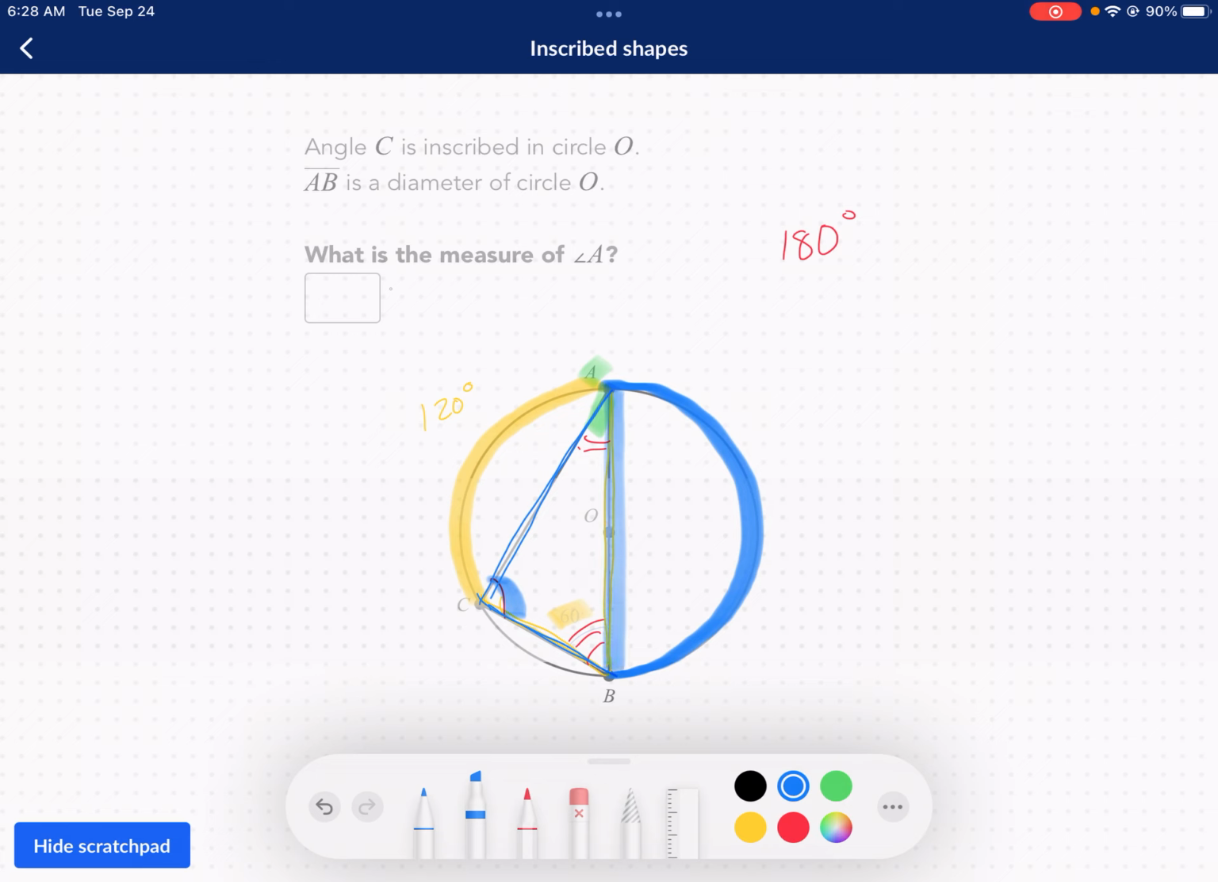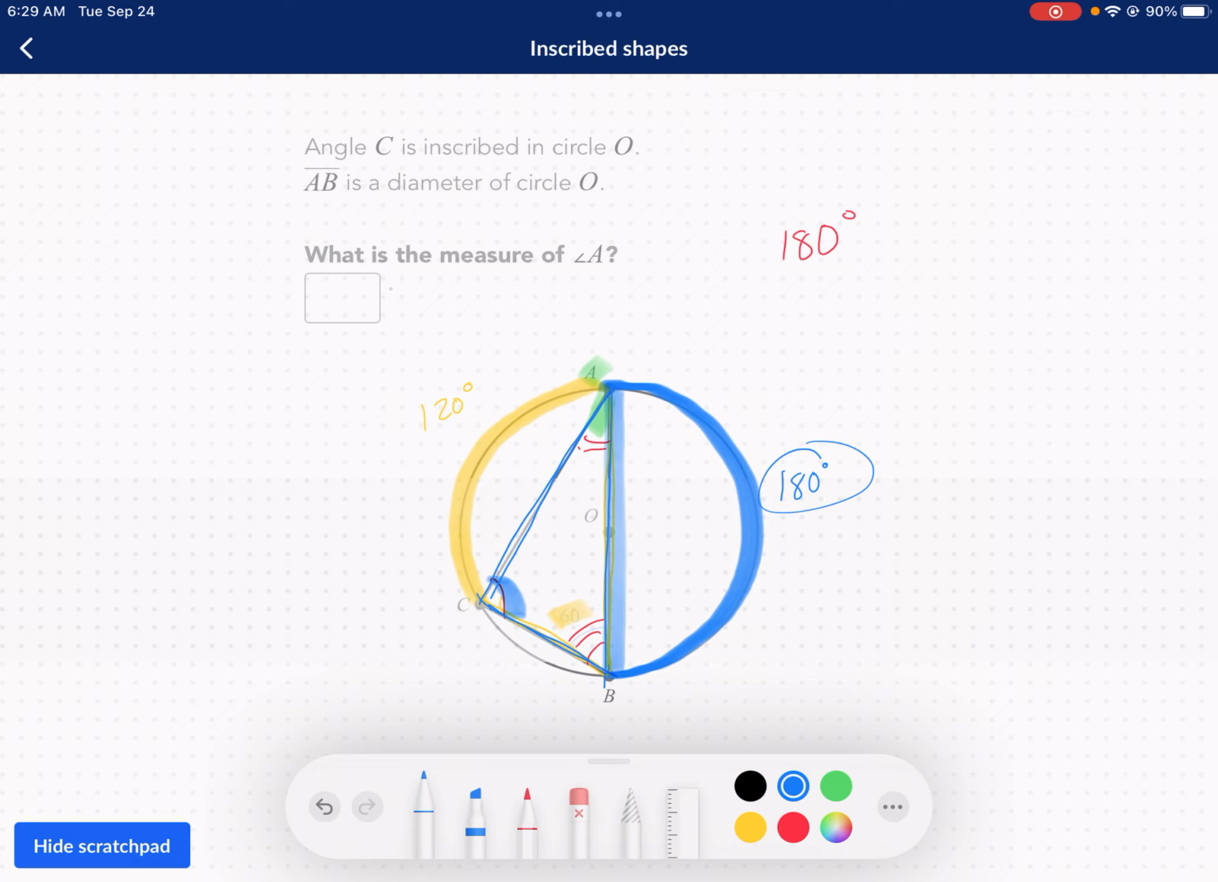That's a diameter that connects it. And if it's a diameter, then that means it's half a circle, and that's 180 degrees. That's always true. If you have a diameter across the circle, then the measure of the arc is half the circle, because it cuts it in half, and you have 180 degrees. Okay, so that's important.